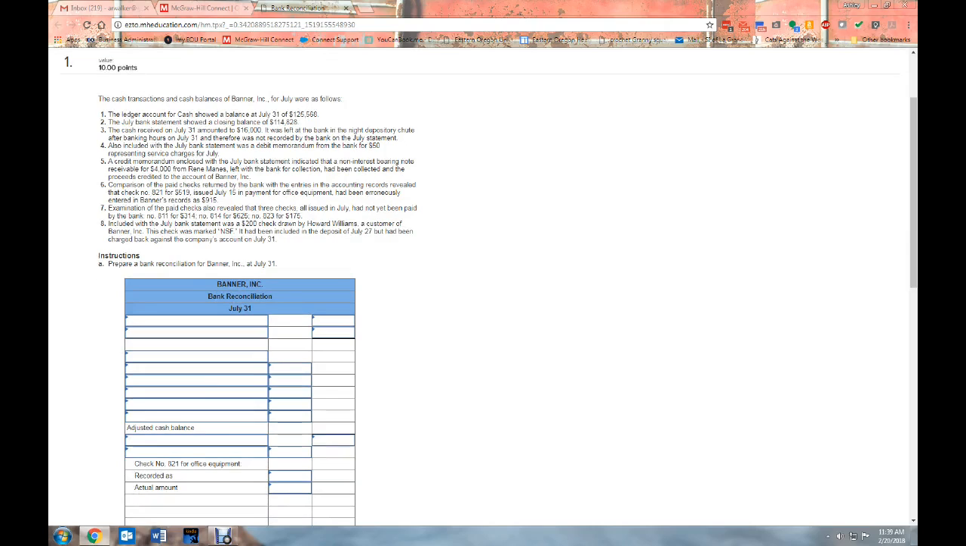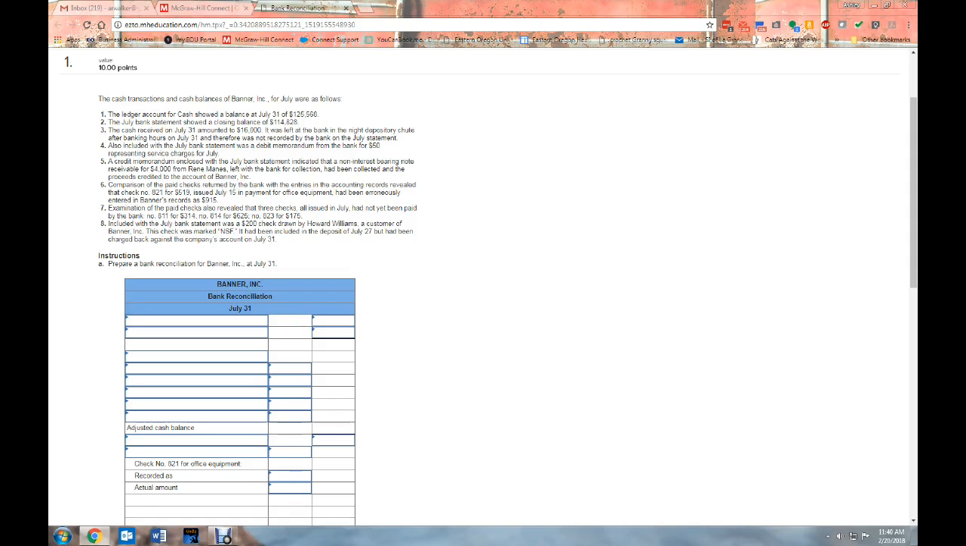So the first thing we need to do is figure out what our statement is. Remember, we're the depositor. So we're going to have a balance per the bank and a balance per the depositor. And then we'll come up with adjusted balances for both, and they should be equal.